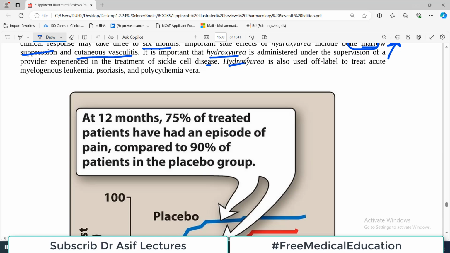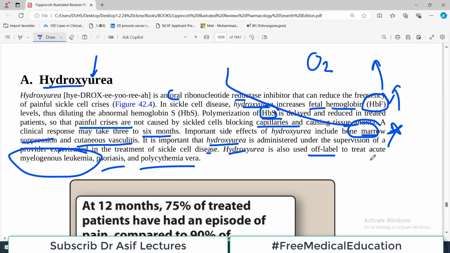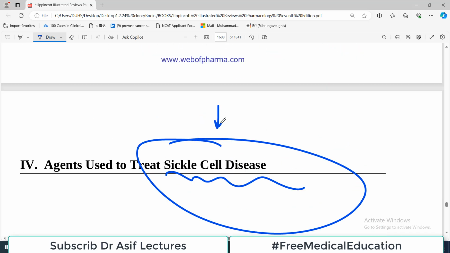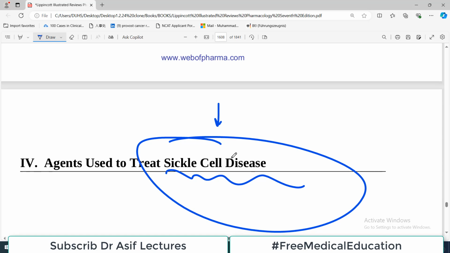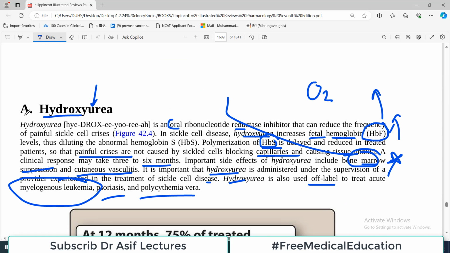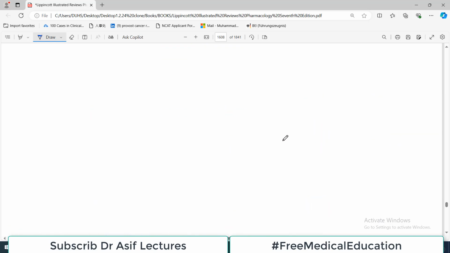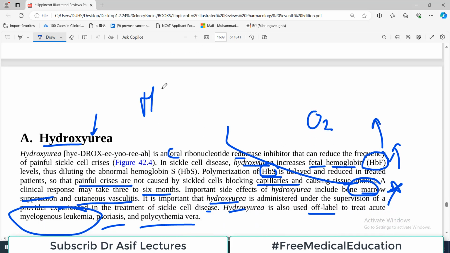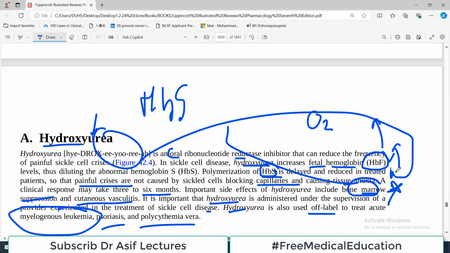Now hydroxyurea is also used off-label to treat acute myelogenous leukemia, psoriasis and polycythemia vera, different usages. Now actually जो sickle cell का पूरा topic है, we will medicine में हम इसको बहुत detail में पढ़ते हैं कि why and how the hydroxyurea is actually working. Anemia में ये इसलिए पढ़ाया जाता है because it is anyways related to hemoglobin S, and then hydroxyurea increasing the concentration of hemoglobin F.